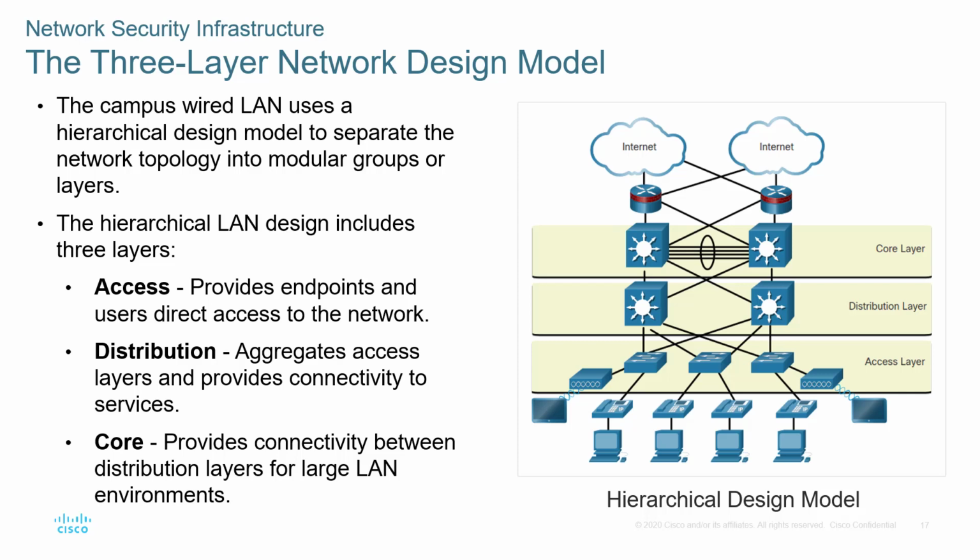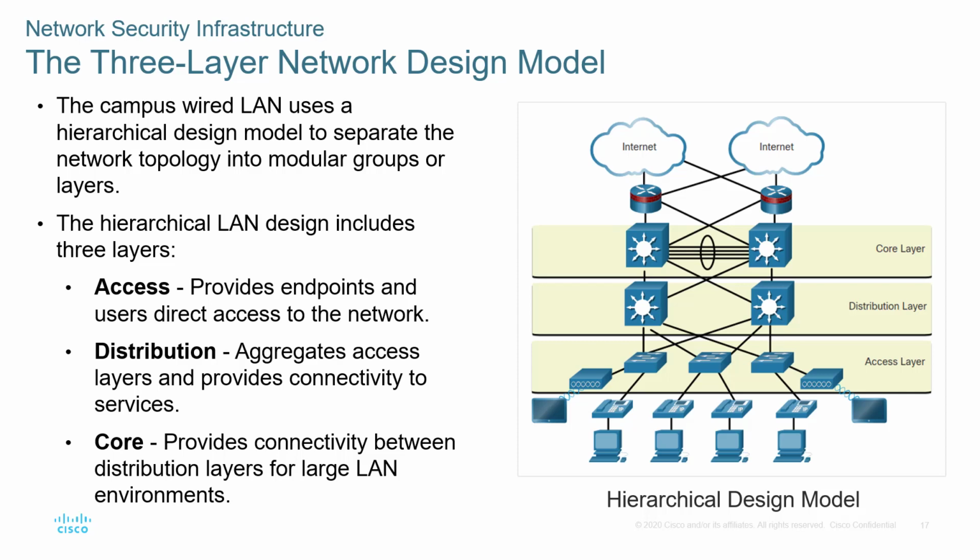When we talk pricing, the access layer closest to the end user is going to be the cheapest. They do not have the fastest links. They do not have the most feature-rich sets, where distribution is going to be a little more expensive, but they're going to have more features. They're going to have more filtering ability. They also may be a little faster.